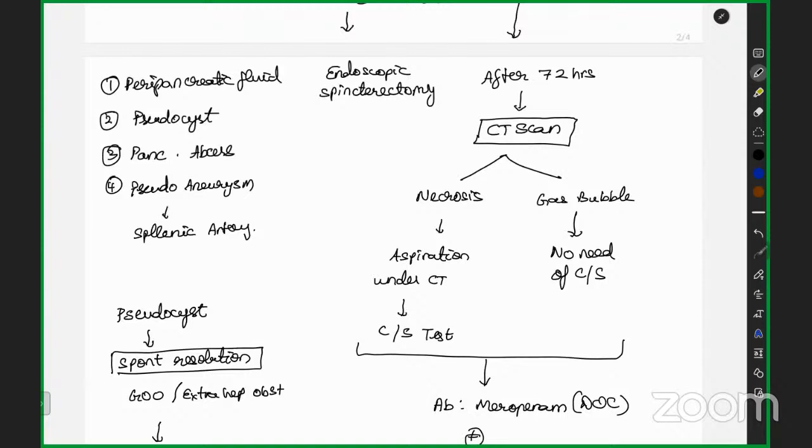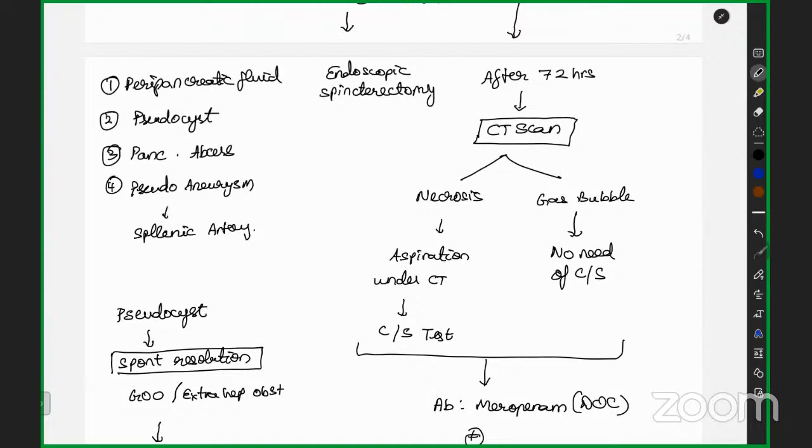Any doubt in the acute pancreatitis, guys? Kindly respond in the chat box. We will be moving towards the chronic pancreatitis. That's all. How easy it is. Can you see how easy it is? How we made it very, very easy. Can you just tell me in the chat box?